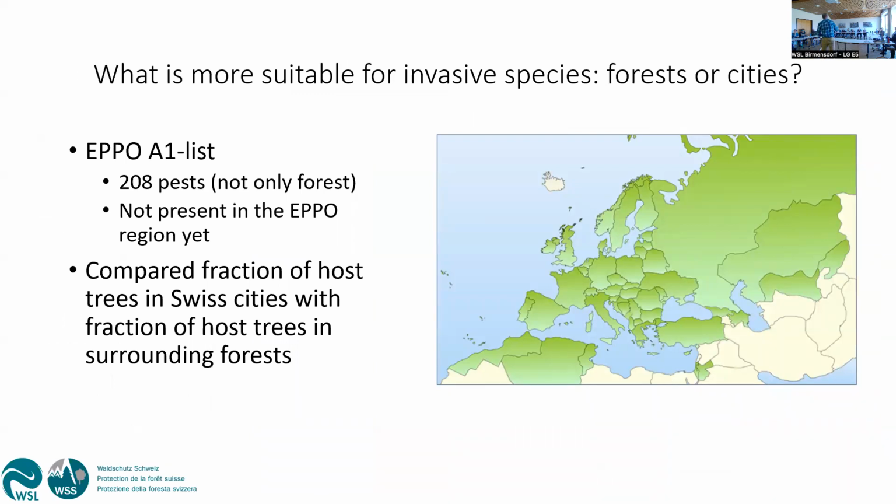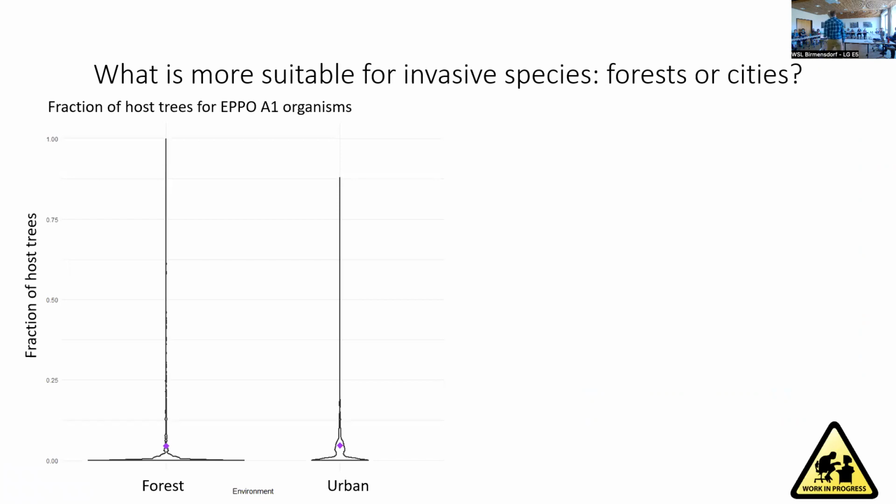So, to dig into this a bit deeper, I went to the EPPO A1 list. The EPPO A1 list is a list of 200 pests. It also includes non-forest pests, but bear with me. And these are not present in the EPPO region yet. But these could be invasive and people are worried about them. And then I just compared the fraction of host trees in Swiss cities with the fraction of host trees in surrounding forests, right? And this is, like all the slides before actually, very much work in progress, but if I get the chance to show someone a violin plot, I will take it.